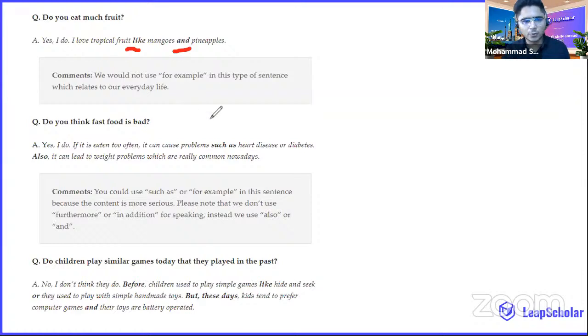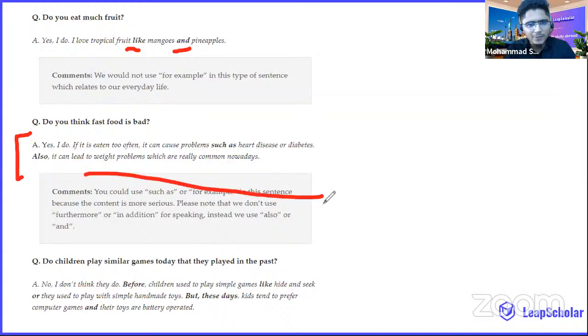Great. Thank you. Now, guys, take a look at this second one. I want Dhanya. Yes, Dhanya. Do you think fast food is bad? Yes, I do. It is eaten too often. It can cause problems such as heart disease or diabetes. Also, it can lead to weight problems, which are really common nowadays.